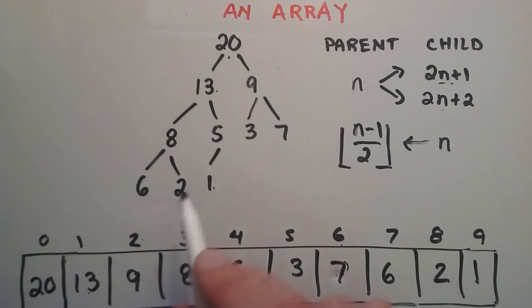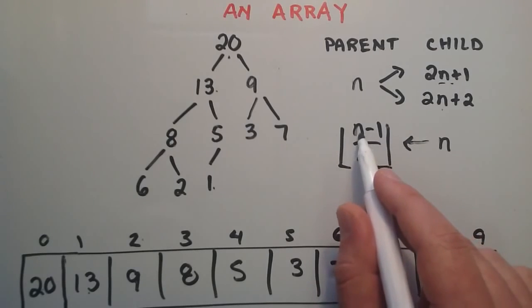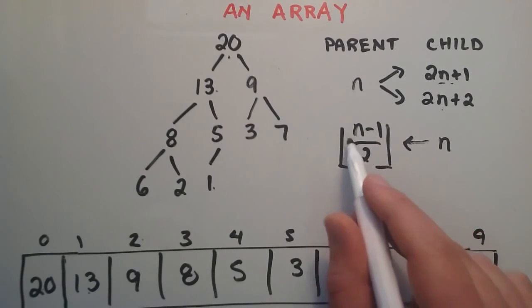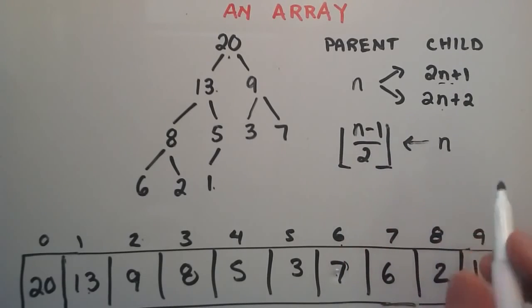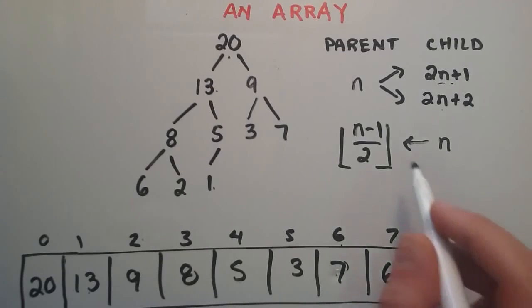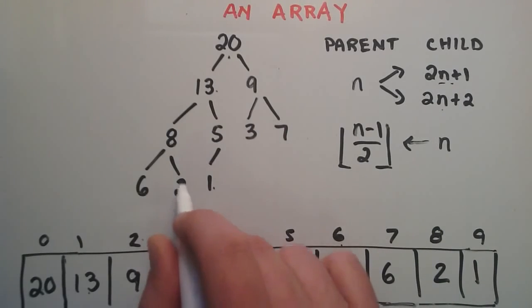We can also look at this one right here. 2 is located in index 8, so we plug index 8 in here. 8 minus 1 is 7, 7 divided by 2 is 3.5, and we take the floor of that number, which becomes 3. So we ended up with 3 as our result when we plugged in 8. So the value in index 8 is the child of the value in index 3. So 2 is the child of 8, just like we see in our graph here.